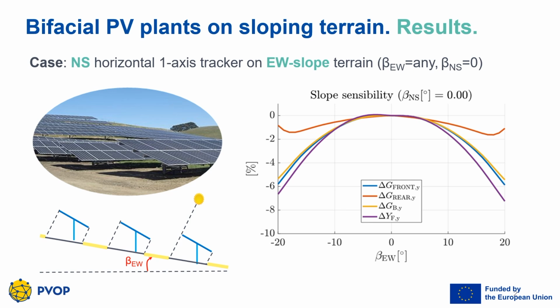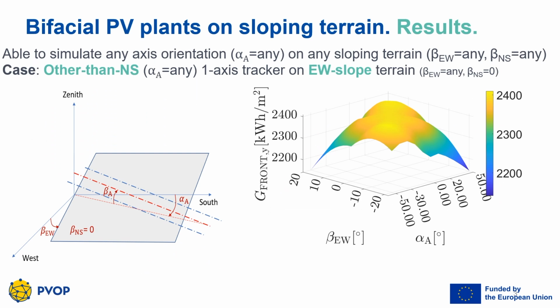On the y-axis, we can see the sensitivity of the various components of the annual irradiance, front and back, and the annual production of a bifacial PV plant to such a variation in slope. However, there are 3 degrees of freedom: 2 in the terrain's orientation, north-south and east-west slope, and 1 in the tracker's axis orientation on the land.